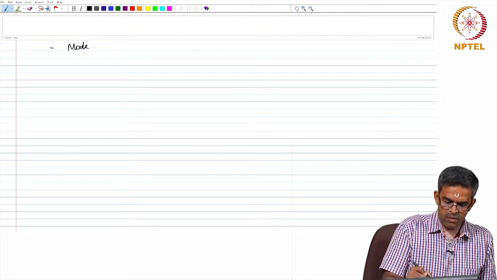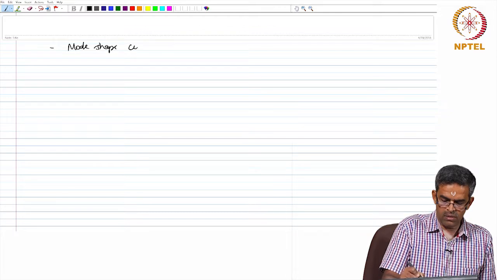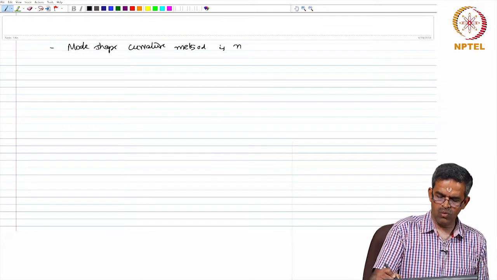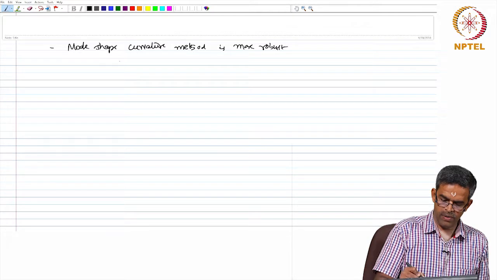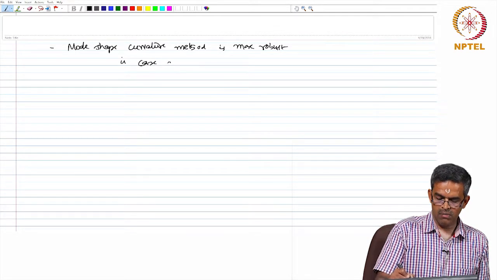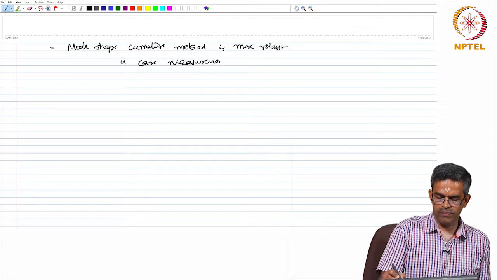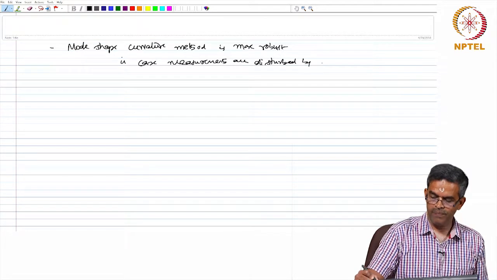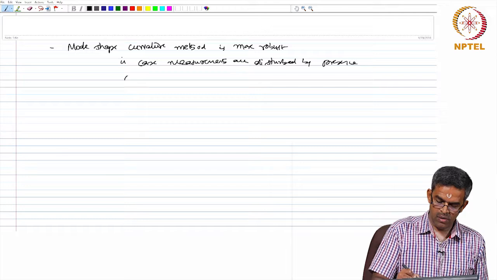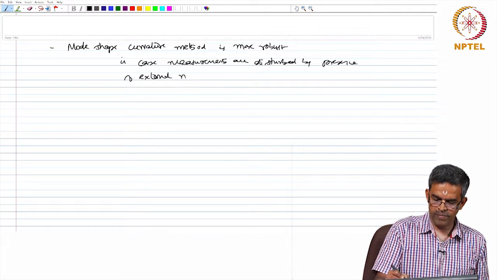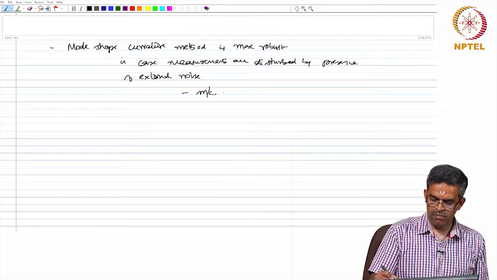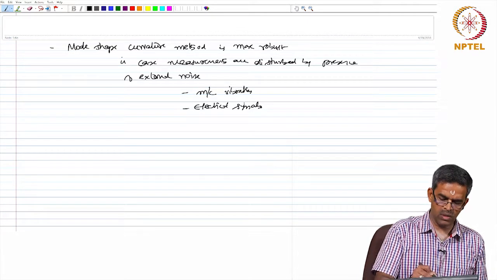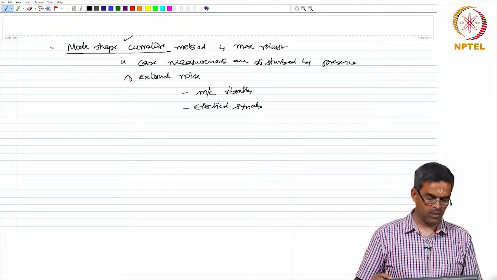Mode shape curvature method is more robust in case measurements are disturbed by presence of external noise created by machine vibrations, electrical signals. In such situations, one can use the mode shape curvature method.